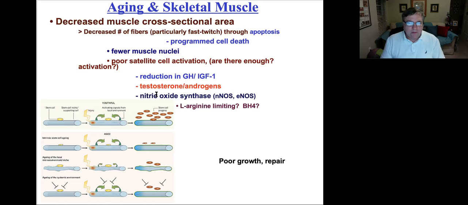So we think that there are problems with nitric oxide synthase, your androgens, growth hormone, insulin, and it's the environment. If you can make the environment young again, the satellite cells wake up. It's like Rip Van Winkle. They'll wake up and do their job. There have been some really interesting, clever animal studies that have been done doing just exactly that.